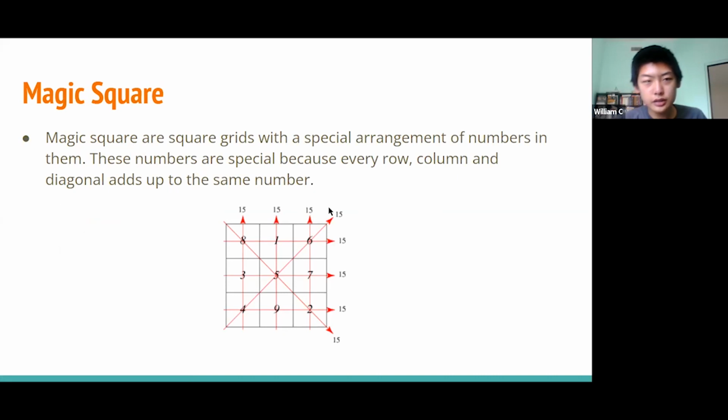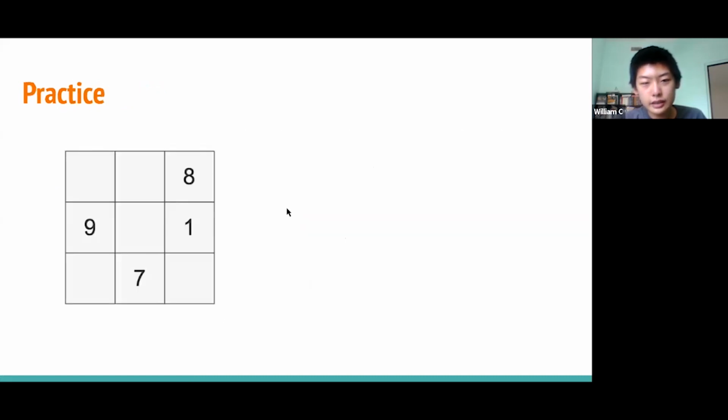Magic squares are used sometimes during math competitions. They're square grids with a special arrangement in them. Generally, every row, column, and diagonal add up to the same number. For example, in this magic square, numbers 1 through 9 are used, and the numbers add up to 15.